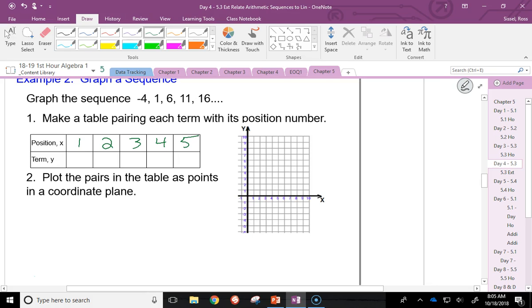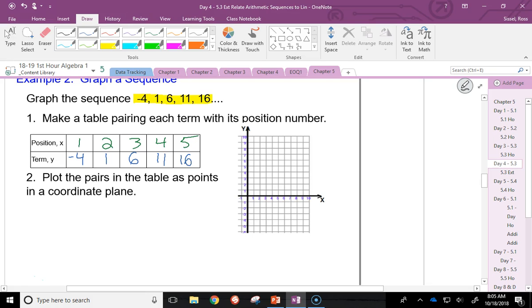When we look at here, we're looking at the same thing. Our position is x. These are going to be our individual ones. 1, 2, 3, 4, 5. And then term is going to be our total, what came out. Our terms are going to match up with right here. So our first term was -4. Then we had 1. Then we had 6. Then we had 11. Then we had 16.